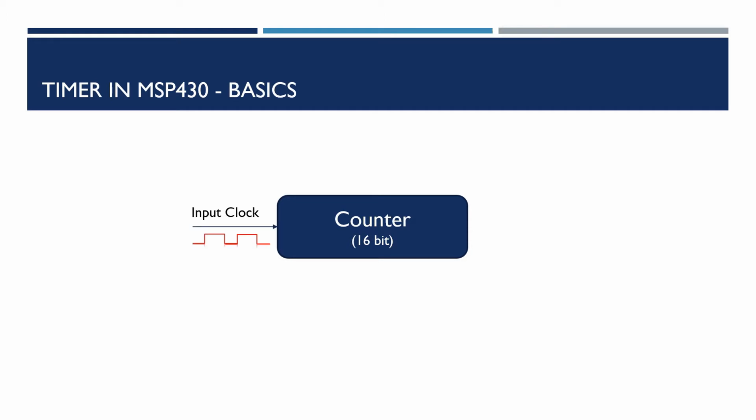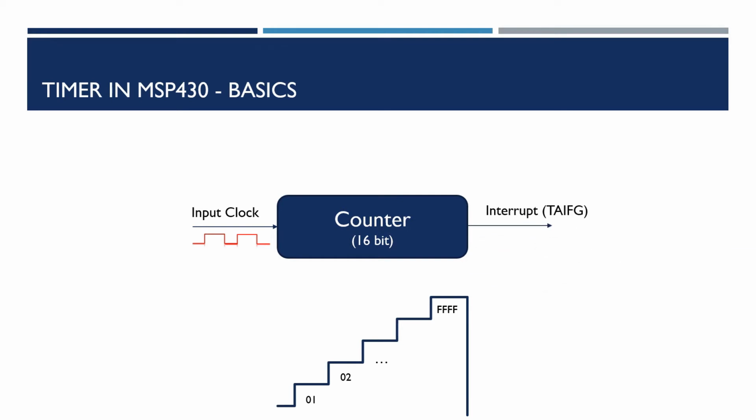And for that, it needs a clock, which is called the input clock. So at every rising edge of the input clock pulse, the counter counts. It increments or decrements. And for simple understanding, let's just assume that it simply increments. So at every rising edge of the clock pulse, you have the counter incrementing one by one. It counts from 0 to the final value. It counts till the final value, it overflows, and because of that, you get an interrupt, which is called TAIFG.